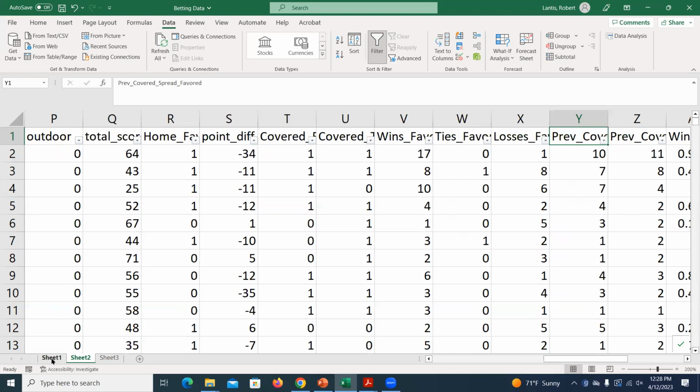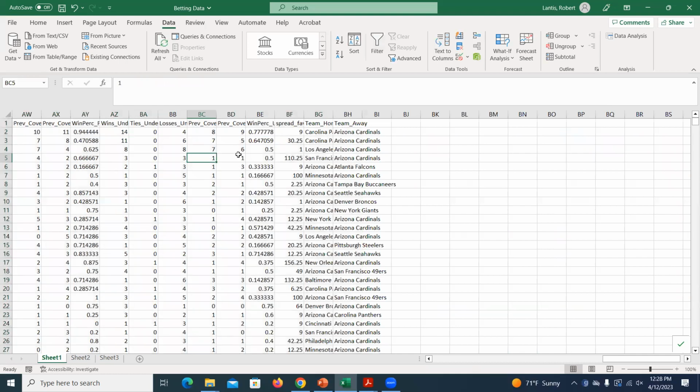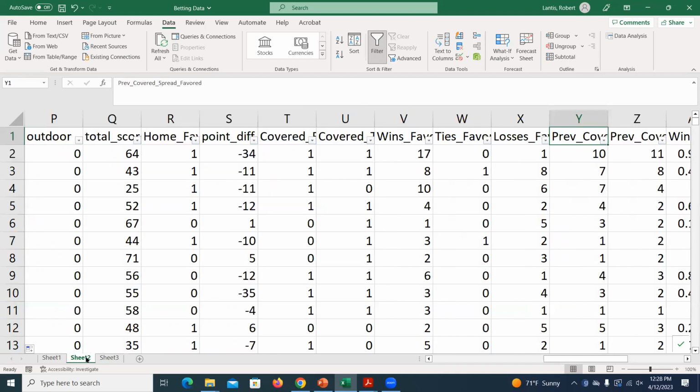So I have these 2 sheets. On this second sheet, I created a smaller data set, just for the sake of looking at all this. So I've got, did they previously cover the spread? How many games previously did they cover the spread? I've then got their win percentage, and then I have all these other variables. So how would I create a data set that's smaller like this that has the variables I want?